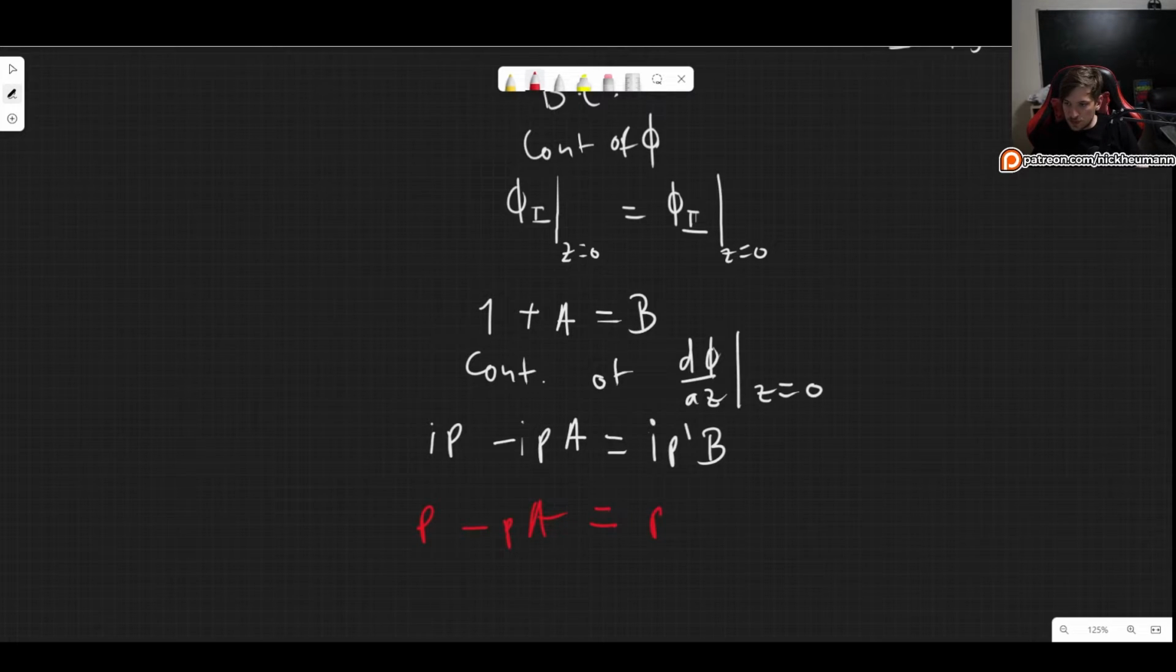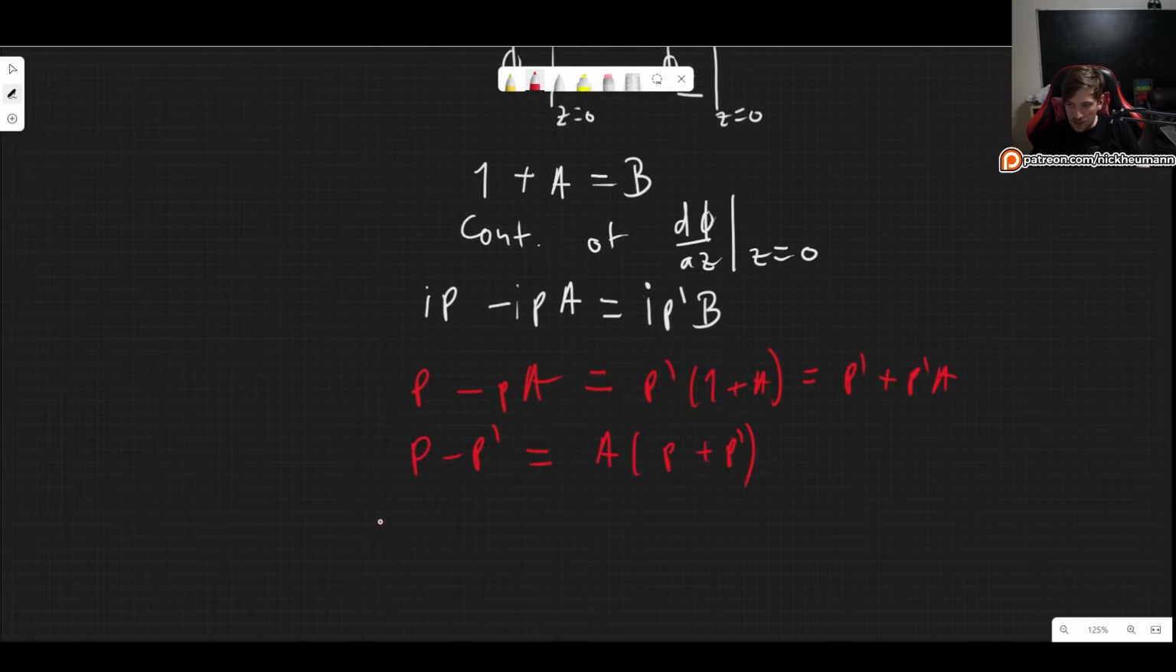This is equal to p prime times 1 plus a, which gives us p prime plus p prime a. Okay, so let's combine all of our a's. So we get p minus p prime, and this is equal to a factor of p plus p prime. And now we divide to find a. So a is simply going to be p minus p prime divided by p plus p prime.